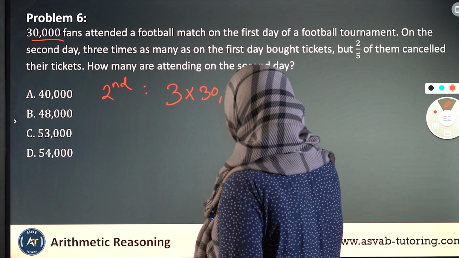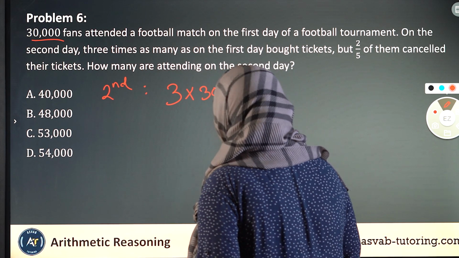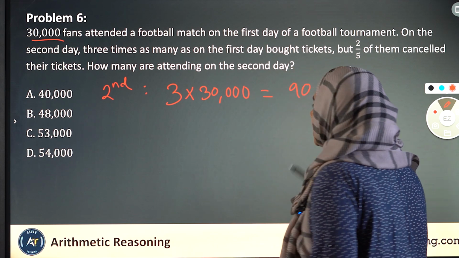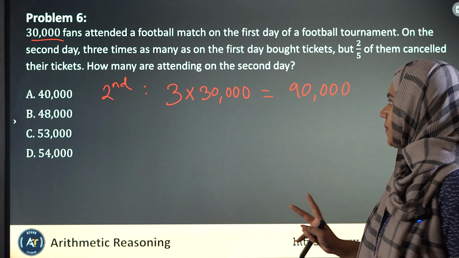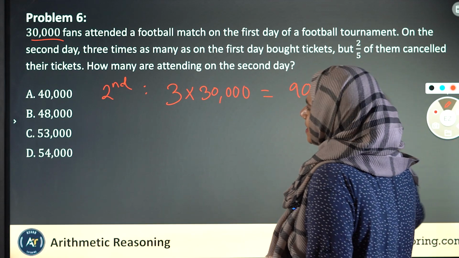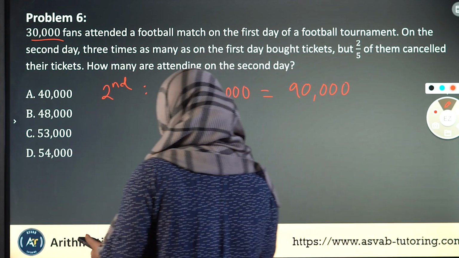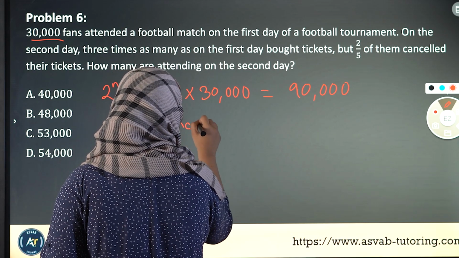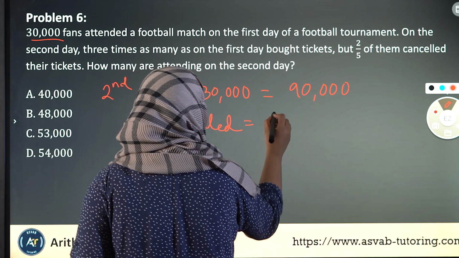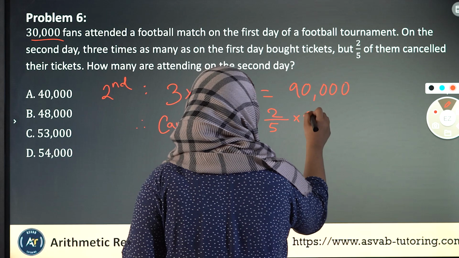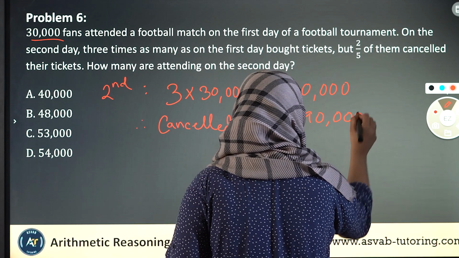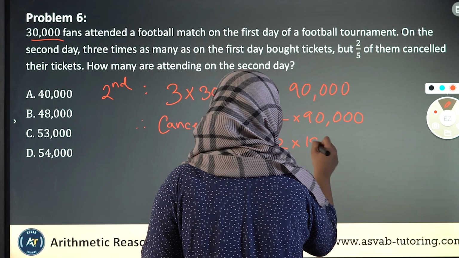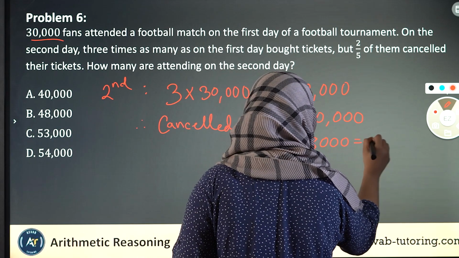So on the second day, 3 times as many as what? As many as 30,000 fans tickets were bought, which means that there were 90,000 tickets being bought on the second day, right? But 2 by 5 of them canceled their tickets. So how many did they actually cancel? So let's figure out how many canceled their tickets. That's 2 by 5 of 90,000, right?